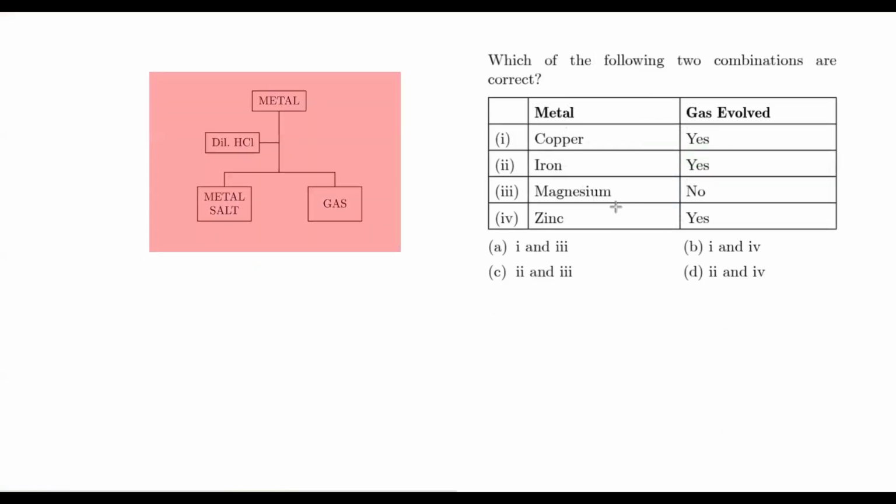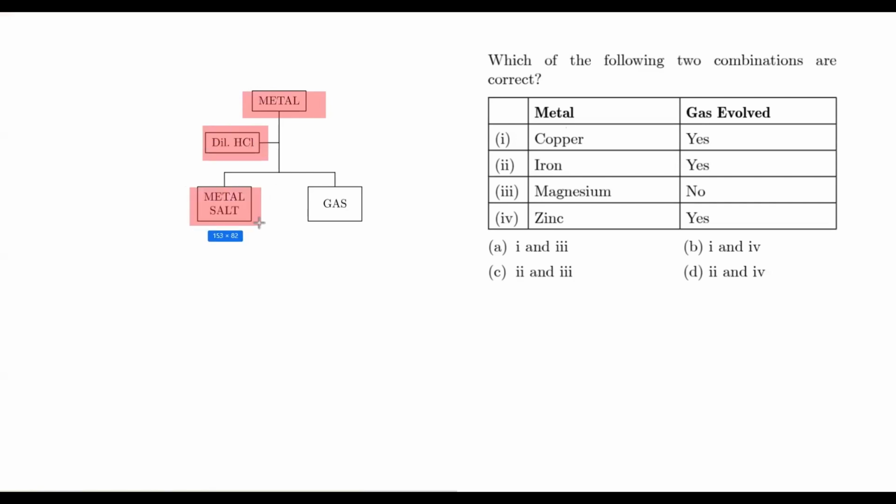In this question, we are given a flow chart. It says metal reacts with hydrochloric acid to produce metal salt and a gas. Now we know that metal reacts with dilute hydrochloric acid to produce hydrogen gas. Based on this, we have to figure out which of the following combinations are correct. In the first case, copper, it says copper reacts with dilute acid to produce hydrogen gas. Well, we know that copper is below hydrogen in the activity series, so it cannot displace hydrogen. So it cannot produce hydrogen.